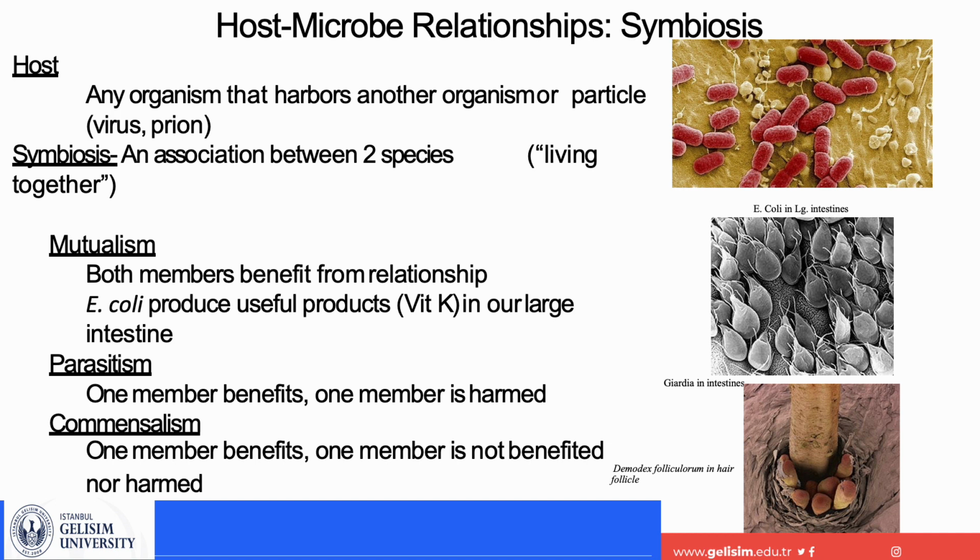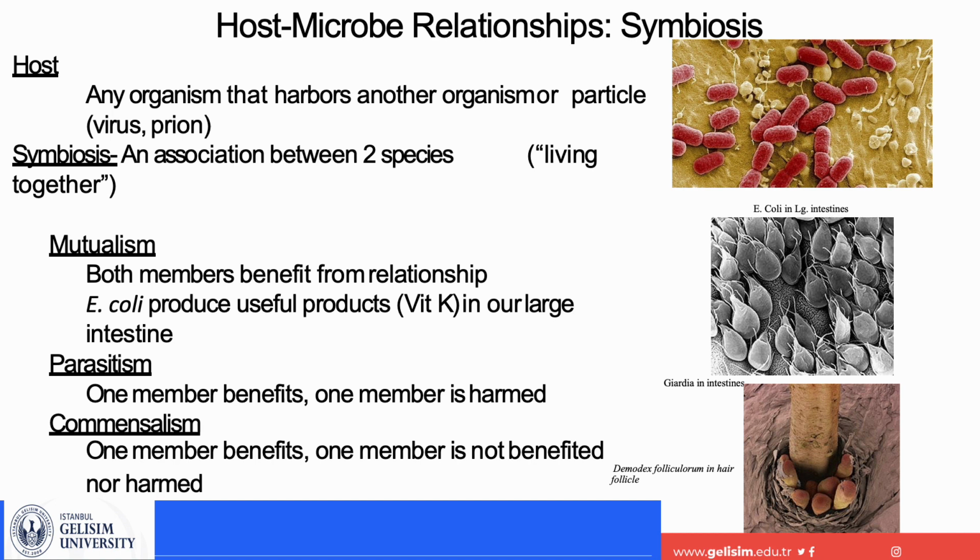Parasitism is a type of relationship between two species in which one species benefits at the expense of the other. For example, you can look at a tick. It feeds on the blood of a host. It causes harm to the host, while the tick benefits itself.